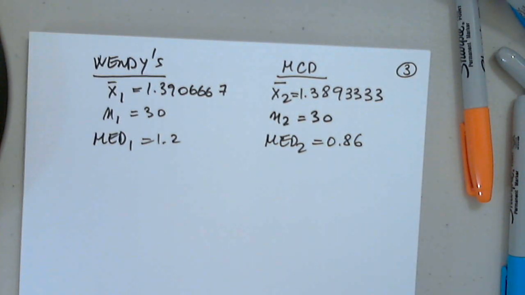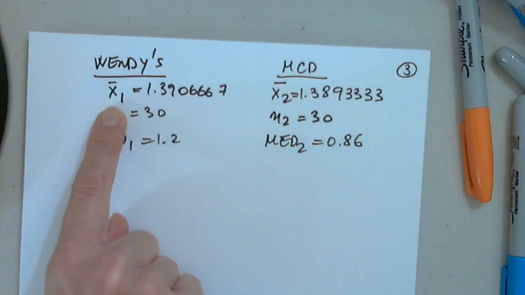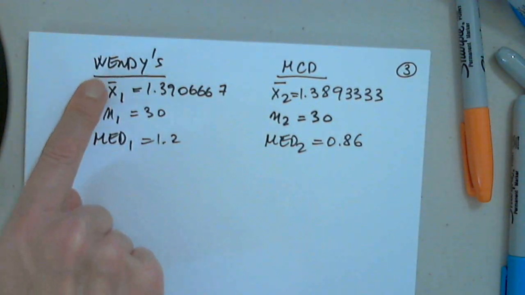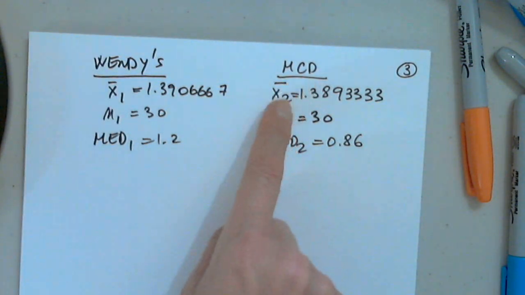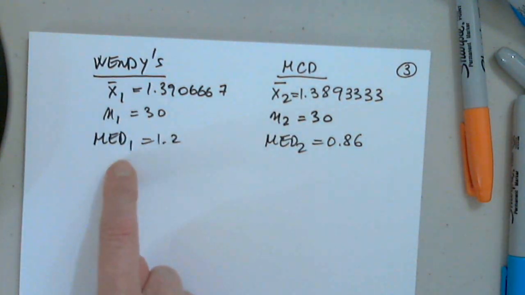Okay, so here's how I recorded the information. Wendy's X1 bar, the mean for Wendy's, X1 bar, mean for McDonald's, X2 bar, sample size, and the median.